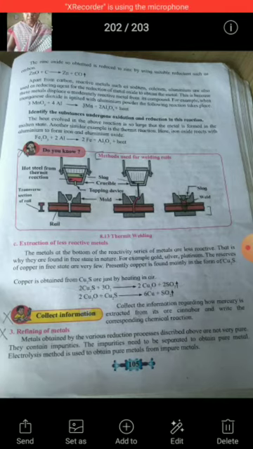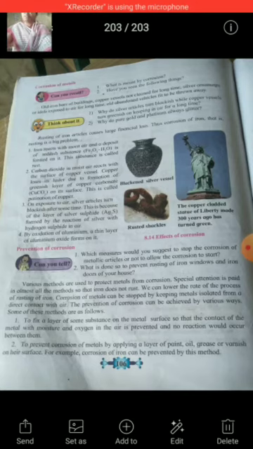The next point, collecting information and refining of metals, is deleted from the syllabus, so we will see our next point, that is the corrosion of metals. What is meant by corrosion, and how is it done?